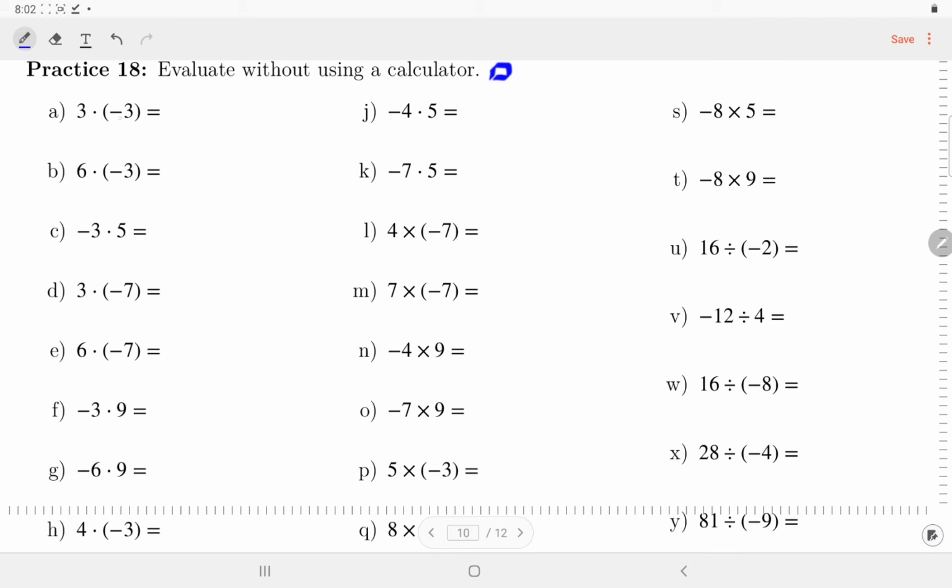3 times negative 3 will be negative. 3 times 3 is 9. Positive times negative is negative. 6 times 3, 18. Negative times positive is negative. 3 times 5 is 15. And positive times negative is negative. 3 times 7 is 21. Please complete the practice and check your answers.